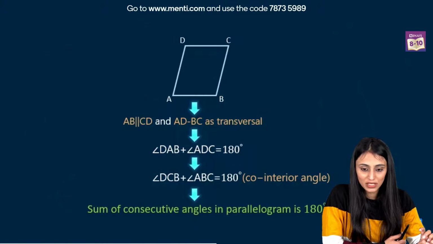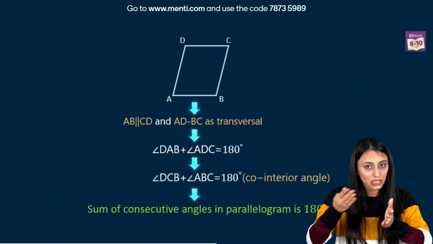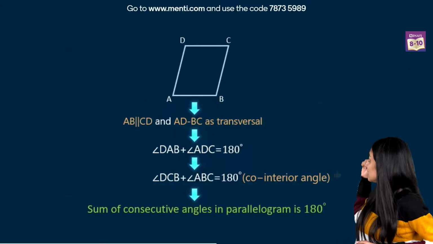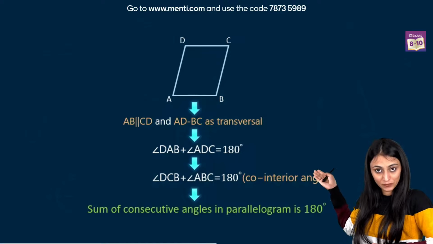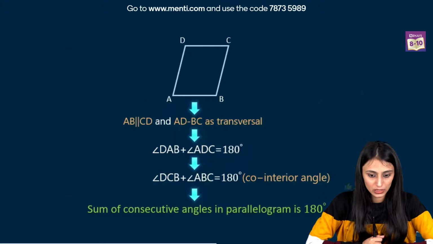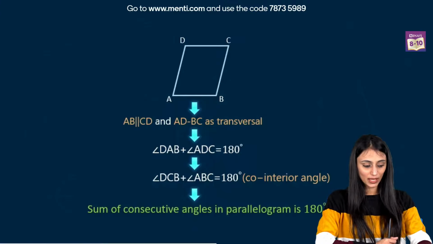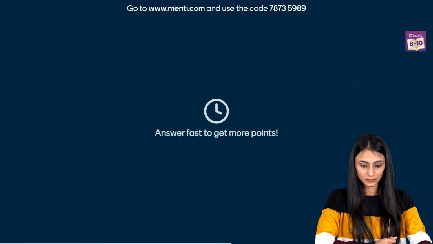Manivanan, consecutive means that which comes one after the other, like 1 and 2. These are consecutive numbers. 4 and 5. These are consecutive numbers. Similarly, here angle D and angle A, they are consecutive, right? Then angle A and angle B, they are consecutive angles like this. I hope your doubt is clear, right? All right. Now let's take a look at the next one, question number 8.